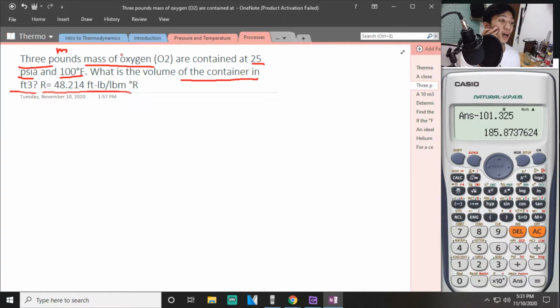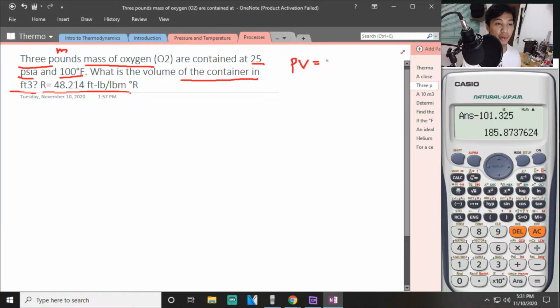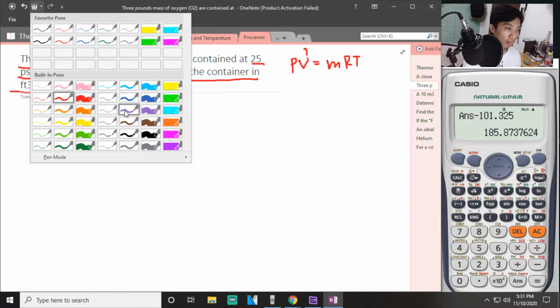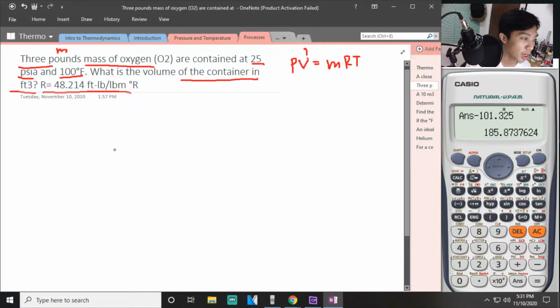Now, he gave R. Then what he gave here is the ideal gas equation. PV is equal to MRT. Check, what we are looking for is the volume. Okay? Volume is what we are looking for. So, let us list, volume will be equal to MRT over P. Volume in cubic foot.